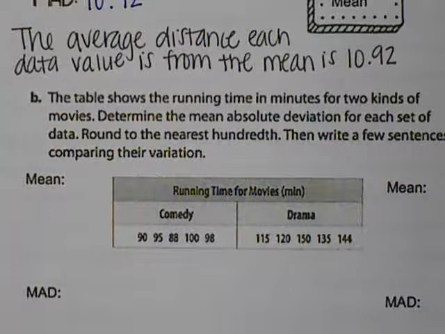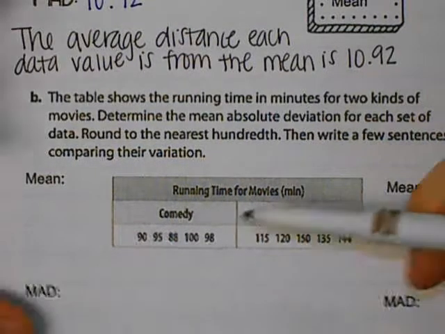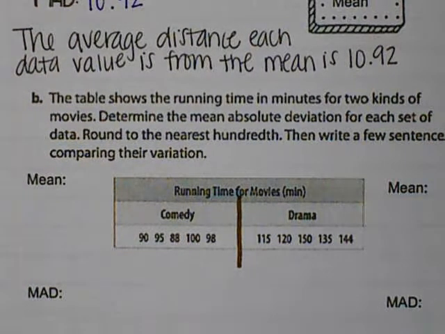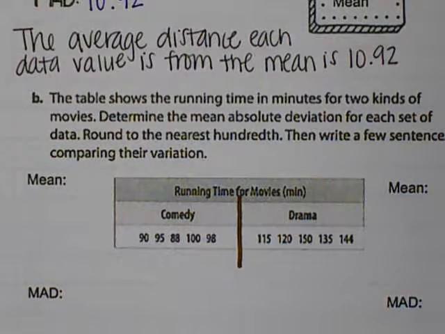So we're going to look at a second example. The table shows the running time in minutes for two kinds of movies. Determine the mean absolute deviation for each set of data, round to the nearest hundredth. Then write a few sentences comparing their variation. Okay, so we have two separate sets of data here. I'm going to go ahead and draw a line and cut that in half so that we only deal with comedy first and then drama second.